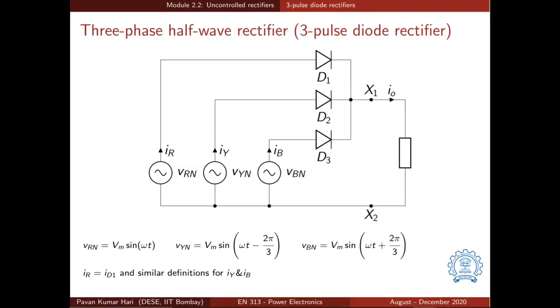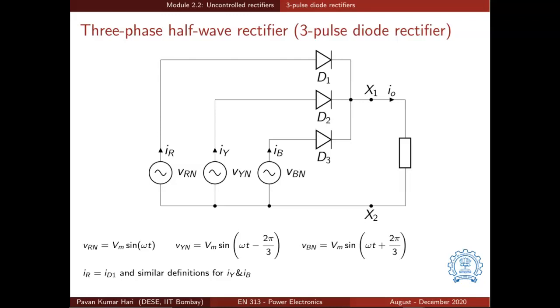So far, we have learned about 1 pulse and 2 pulse diode rectifiers. A rectifier is basically a power electronic circuit which converts AC to DC, and the AC voltage which we have seen in 1 pulse and 2 pulse diode rectifiers is a single phase AC voltage, which means that there is one sinusoidal source. When you have a 3-phase input voltage available, that means you have 3 sinusoidal sources available.